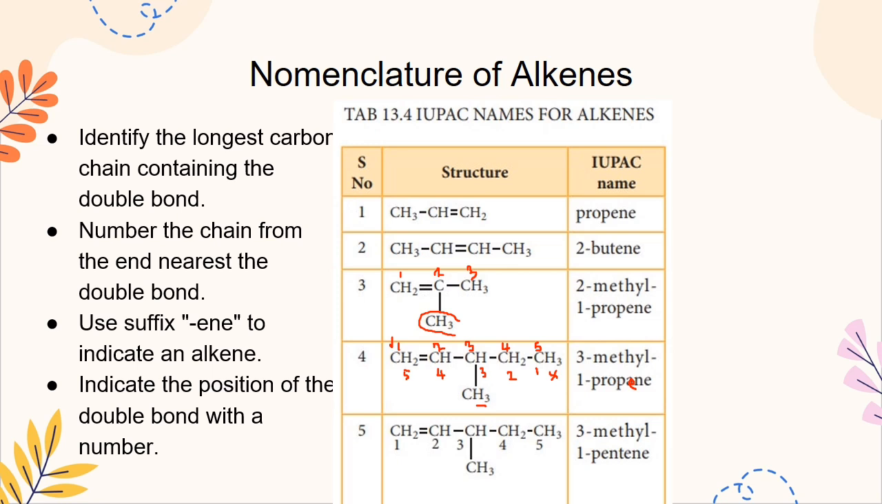Then use the suffix "-ene" to indicate the alkene, and indicate the position of the double bond. Now you can see that our double bond is at position 1. I know you might ask, but this double bond is also attached to carbon 2. Usually it's preferable to give the double bond the lowest number, which is 1. So that's why we can now say 2-methyl. Why do we call it 2-methyl? This methyl group here is at position 2.